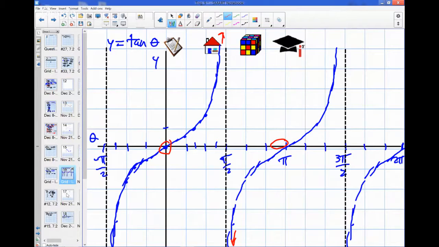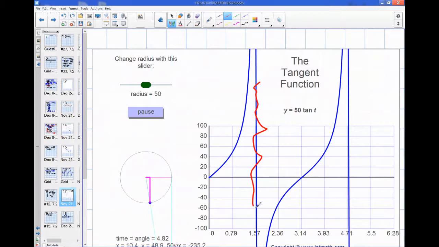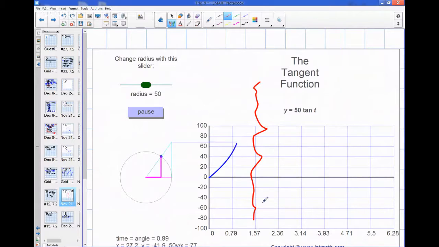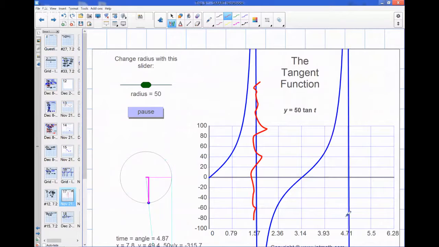This is an animation of the same. The only thing I don't like is it draws in the asymptote, and it shouldn't. So, you know, this vertical line shouldn't really be there, okay? There is no tangent at that point. Likewise, on the second wave over here, when it gets there, there is no line here either.